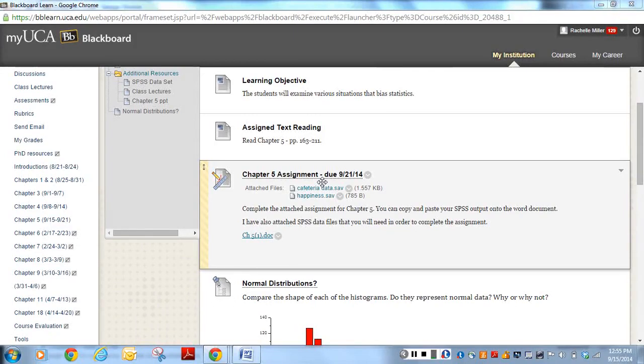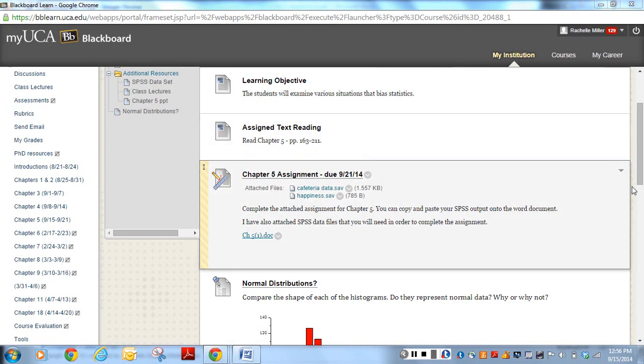So this week we continue looking at bias in data. I hope you had a chance to listen to the class lecture already, where I reviewed the concepts. Now we're going to use SPSS to determine if there is bias in our data. So the first thing that we're going to do is open up our data set.